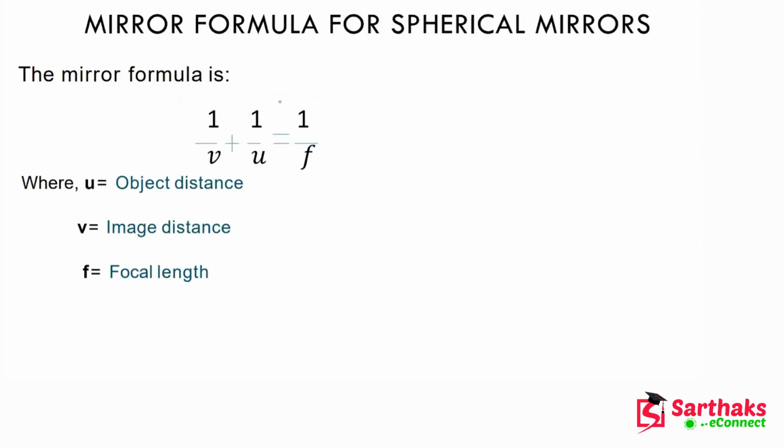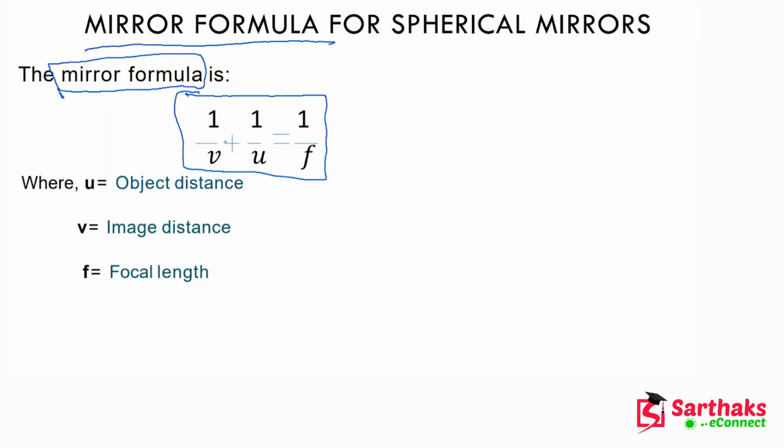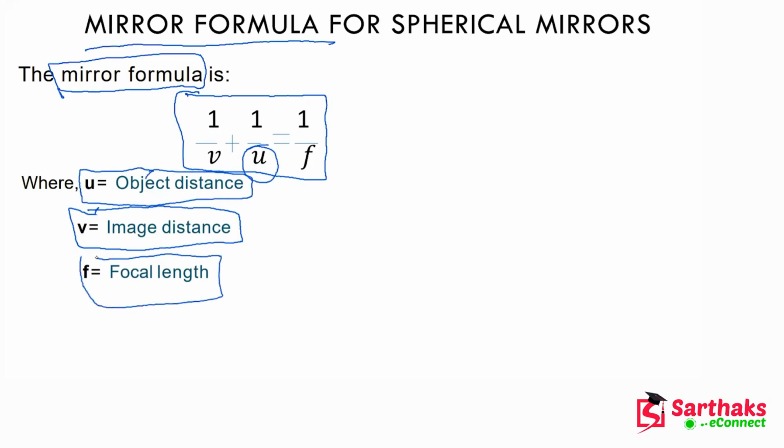Now, guys, this is the formula which is frequently used to solve a numerical. This formula is known as the mirror formula for spherical mirrors. It is 1 upon v plus 1 upon u equals 1 upon f, where v refers to the image distance, u refers to the object distance, and f refers to the focal length. You are already familiar with these terms; I don't need to explain again what is focus, object distance and image distance.